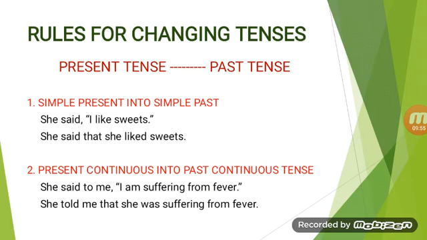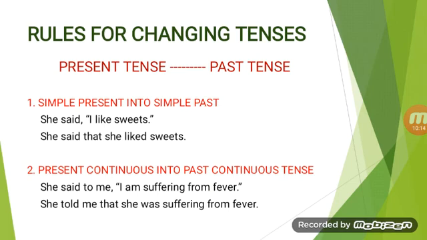She said, I like sweets. She said that she liked sweets. So if there is simple present, it will change to simple past. If there is present continuous, it will change to past continuous. If there is present perfect tense, it will change to past perfect tense. So like this it goes on.